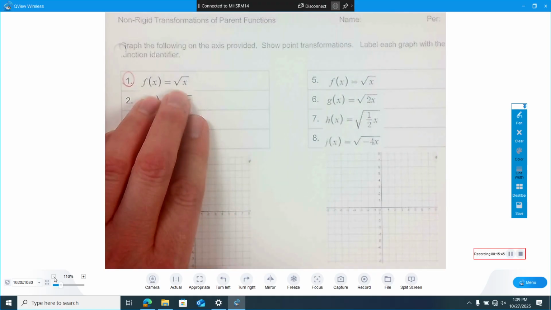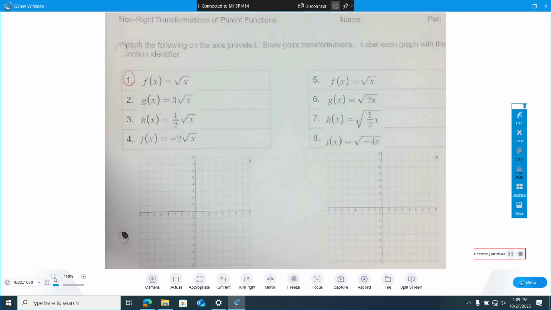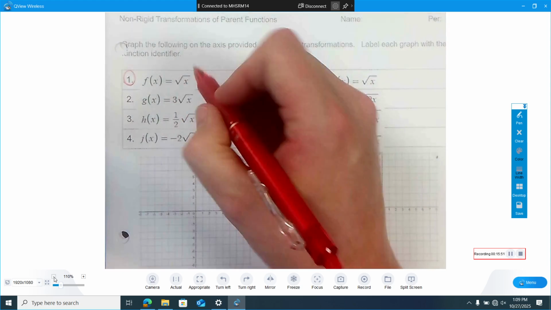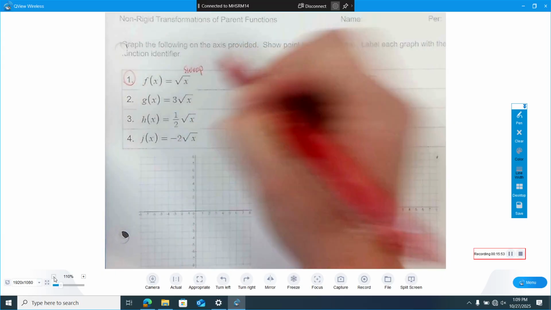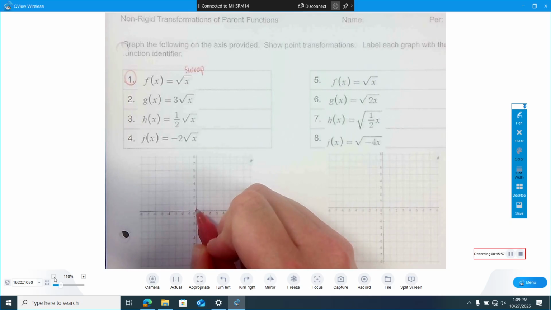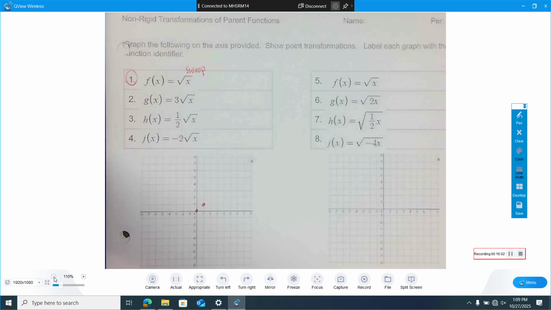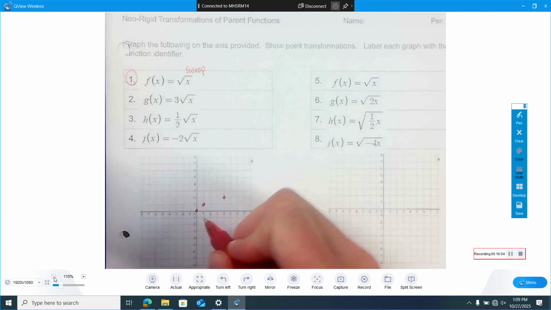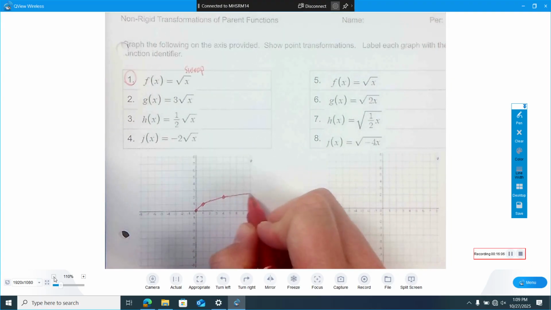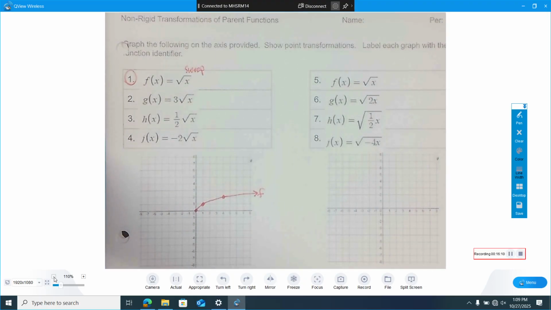I'm going to graph the square root of x. What does the square root of x look like? Swoop. I love that you're learning my language. It is the square root swoop. If you know this is the square root swoop, then you know it goes through 0, 0, 1, 1, and do you know this third point? 4, 2. Very good. So this is our parent function, f of x, and I'm just going to call it f.